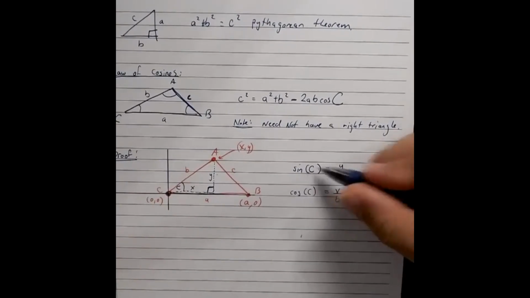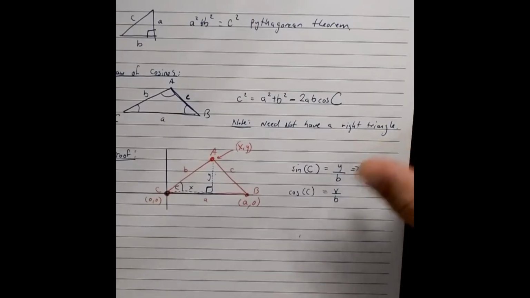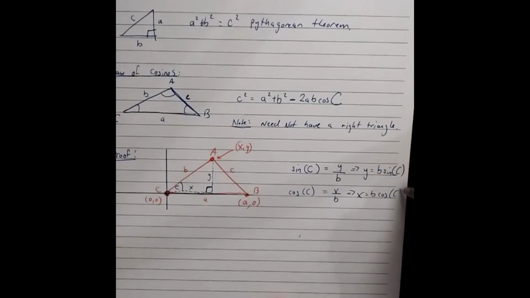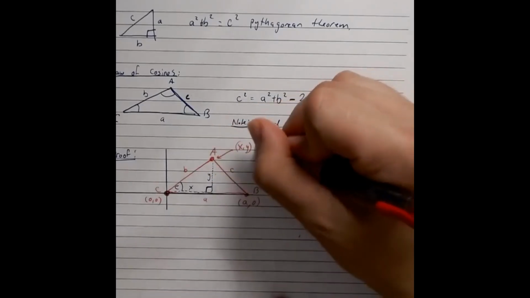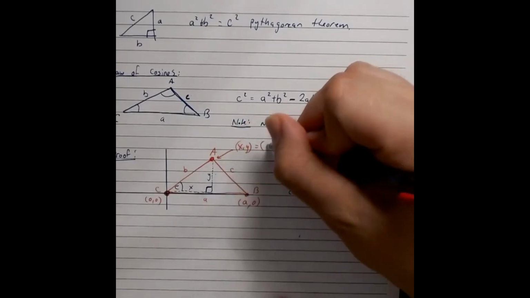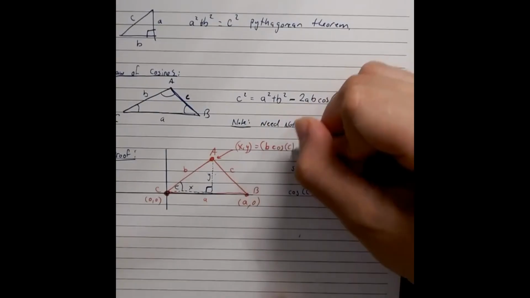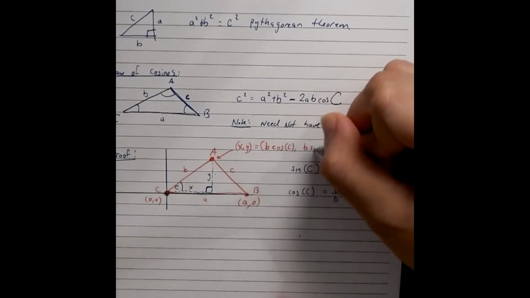And here, if I just multiply b to the other side, this will tell me what my x and my y are. This tells me that y is equal to b times the sine of the angle C, and this tells me that x is equal to b times the cosine of the angle C. So here, that's what this point is. So let's go ahead and write that down. That's equal to b cosine of C, comma, b sine of C.